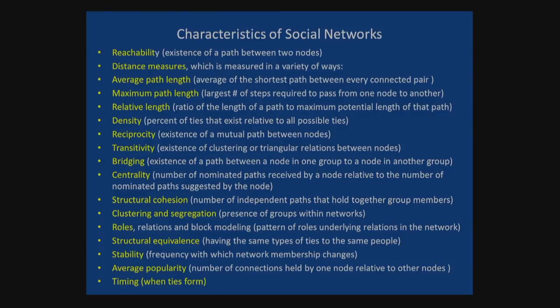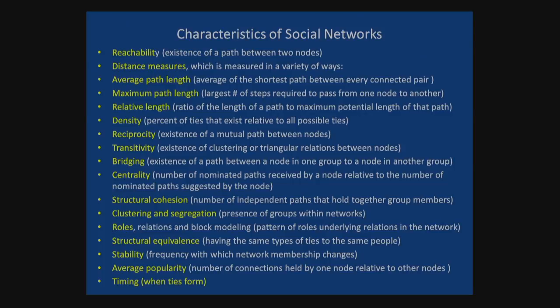To give you a few examples, the first one is reachability. How long does it take for me to reach somebody who I don't know but lives on the other side of my village? Six degrees of separation. How many people do I need to go to? What's the average path length, the average of the shortest path? How long does it get me to a distant person?